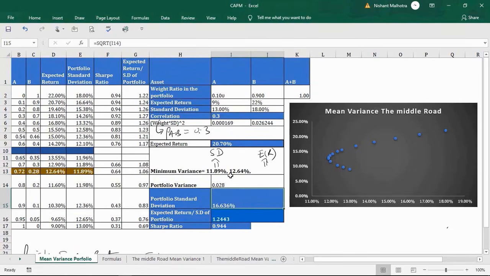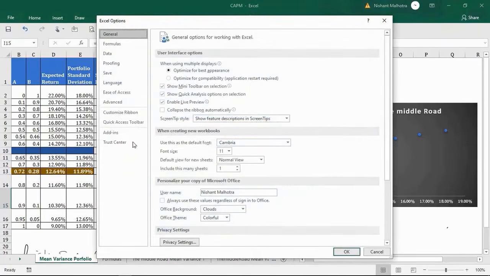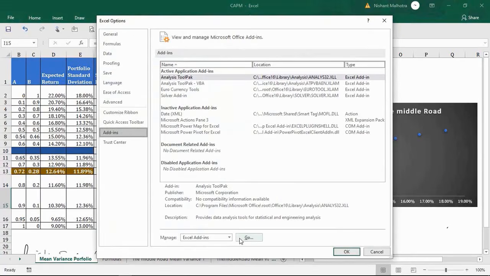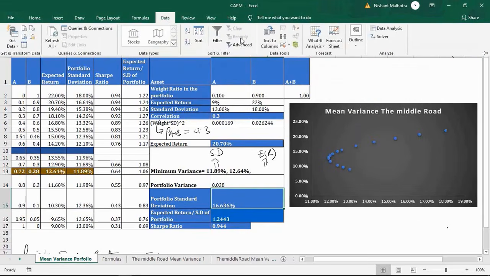If you don't have Solver, you need to go to file, then options, then add-ins, and click go. At the bottom, you have manage Excel add-ins. You click on whichever you want: Solver, Analysis ToolPak, Visual Basic. You could select all; I've actually selected all of them. You could select whichever, but Solver has to be there if you're using this function. You click OK.